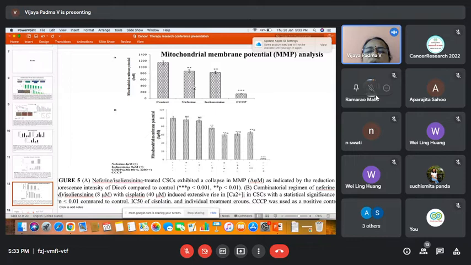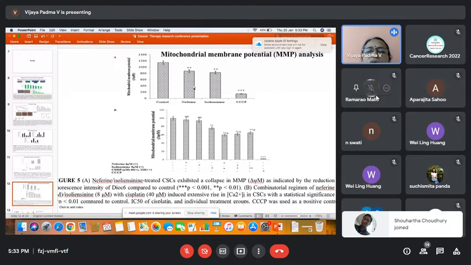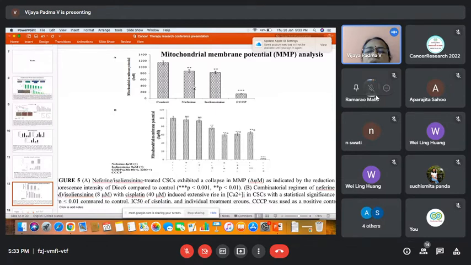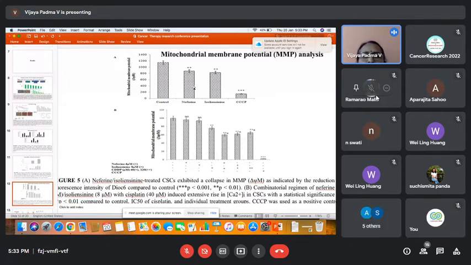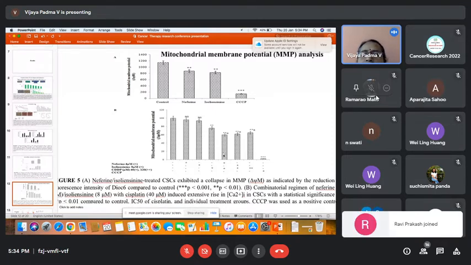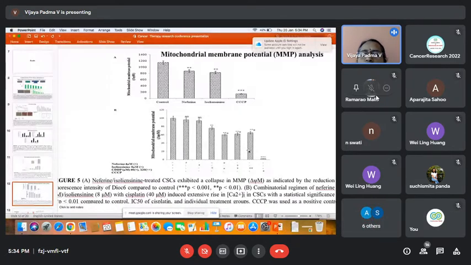Figure B shows the combination. Initially, these two doses, first neferine, followed by the individual dose of isoliensinine used in the combinatorial regimen. Then this is the dose of cisplatin used in the combinatorial regimen. So whatever doses were used in the combinatorial regimen, individual doses were also tested, but only the combination showed the effect. You can see the significant reduction in mitochondrial membrane potential in the combinatorial regimen of neferine and cisplatin and isoliensinine and cisplatin, which are almost on par with the cisplatin IC50 dose, that is 120 micromolar.